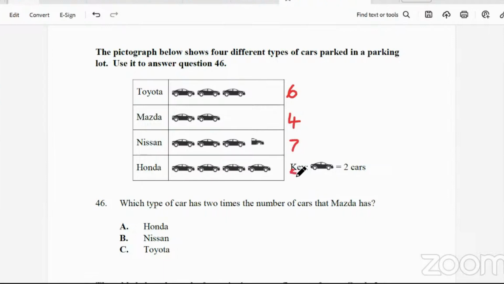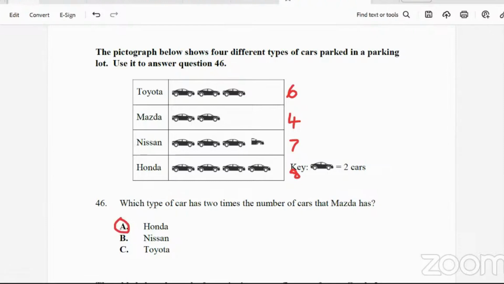So it says which type of car has 2 times the number of cars the Mazda has? The Mazda has 4. So which car has 2 times 4? That's Honda. The answer is A.